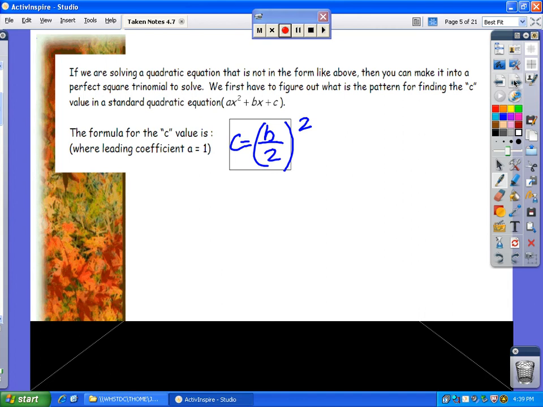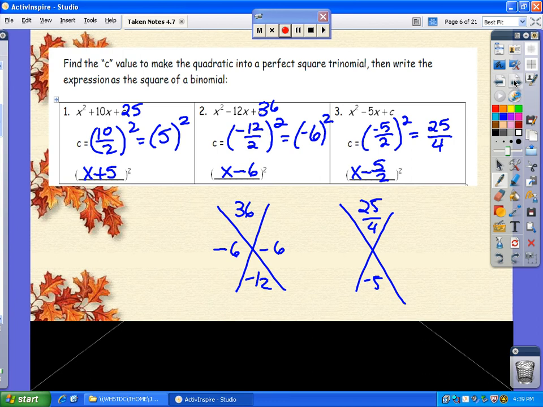Let's practice this first, because this is the basics for all of completing the square. So first of all, we start off with x squared plus 10x. Let's find c. Let's make this into a perfect square trinomial. So half of 10 is 5. 5 squared is 25. So c is equal to 25. Now we can factor that trinomial into x plus 5 squared.